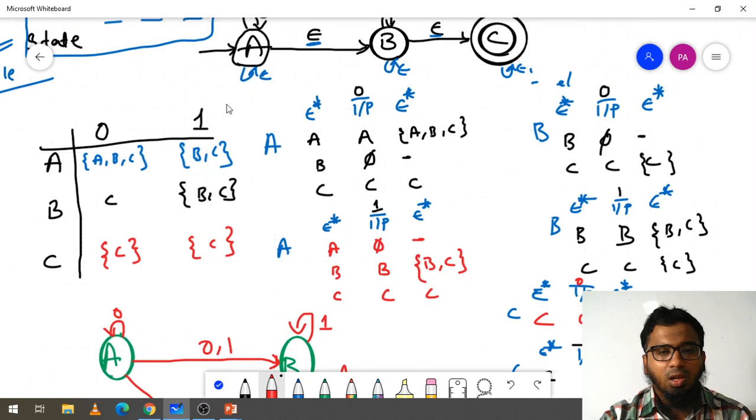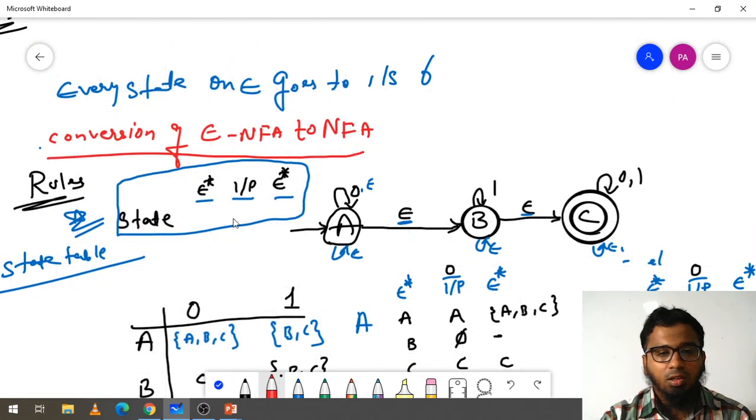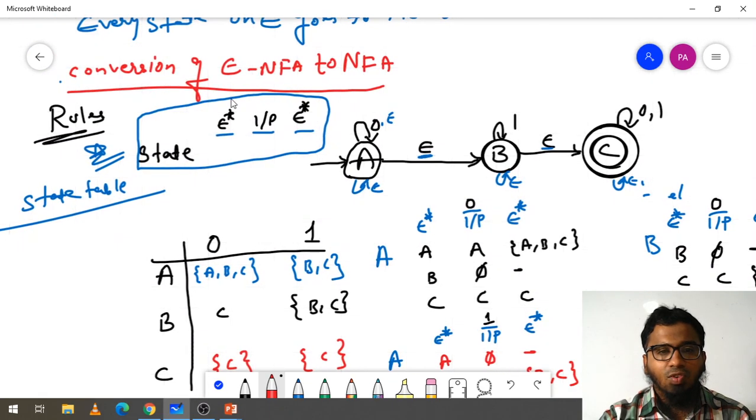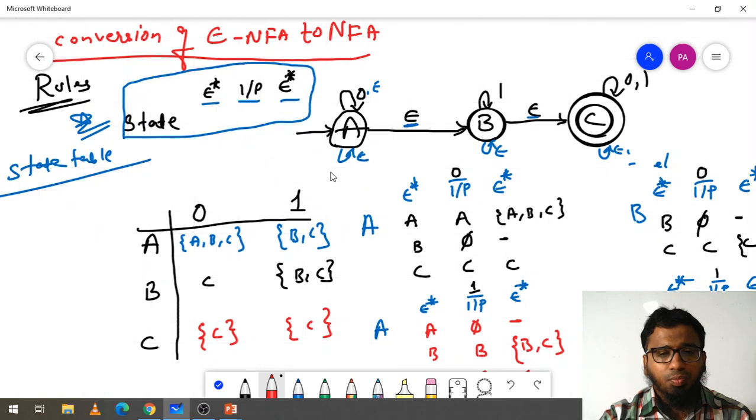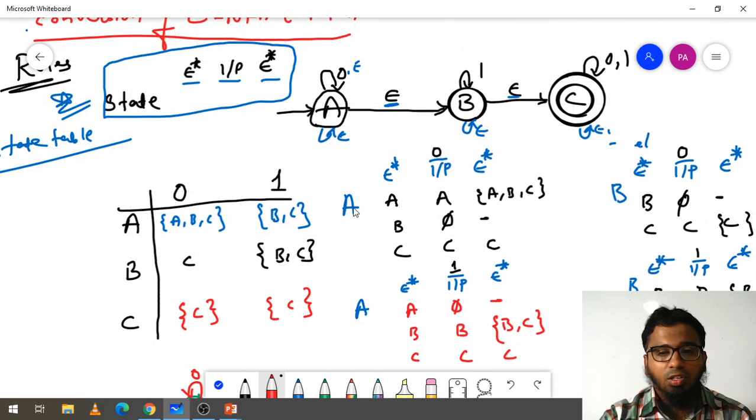I will quickly summarize this. Conversion of epsilon NFA to NFA. What is the main important thing? First, we have the state diagram. In this state diagram, you need to implement this condition and this rule, and you need to create the state table. So here, first A, what is the state?